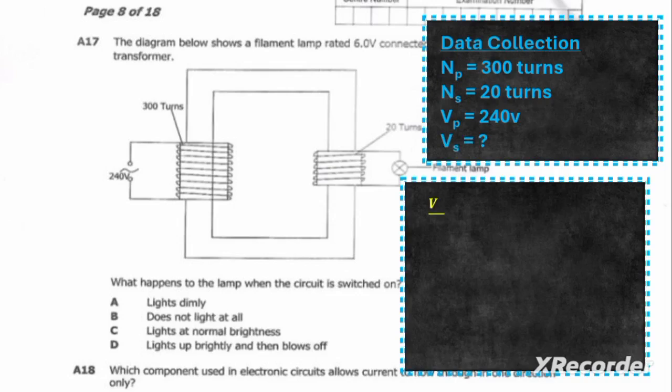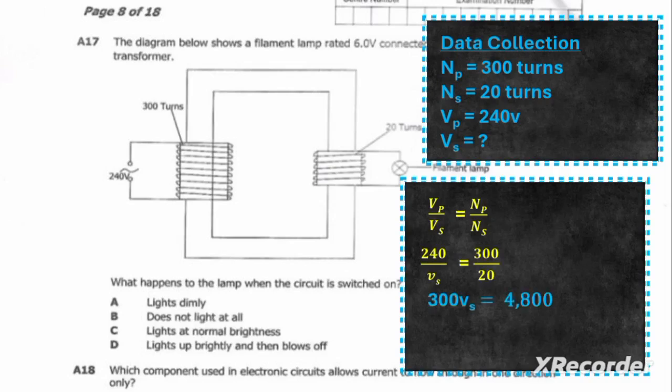Now let us write down the formula. So we are going to say voltage in the primary divided by voltage in the secondary is equal to number of turns in the primary divided by number of turns in the secondary. Voltage in the primary is 240 volts. Then voltage in the secondary is what we are looking for. Number of turns in the primary is 300. Number of turns in the secondary is 20.